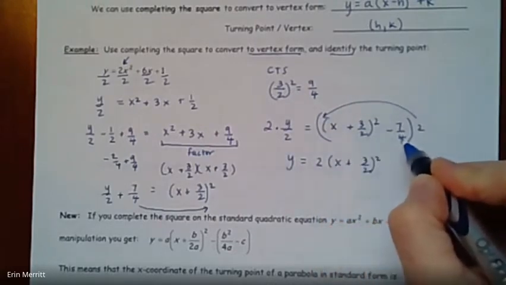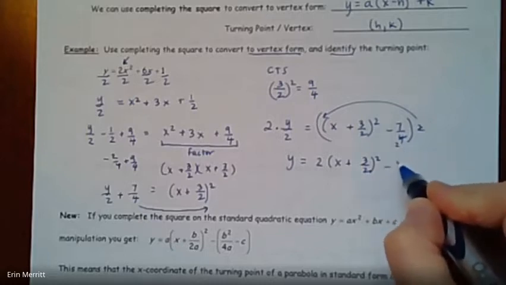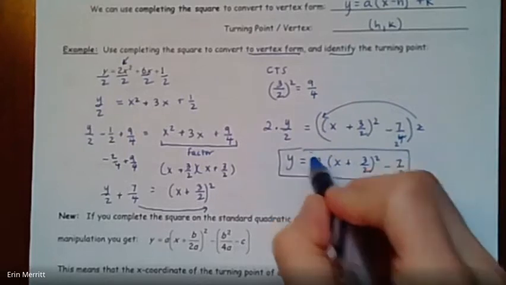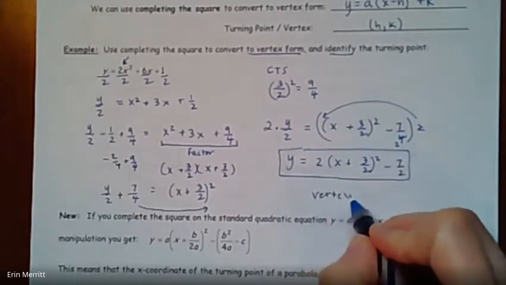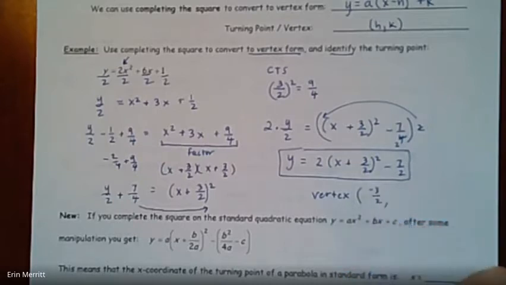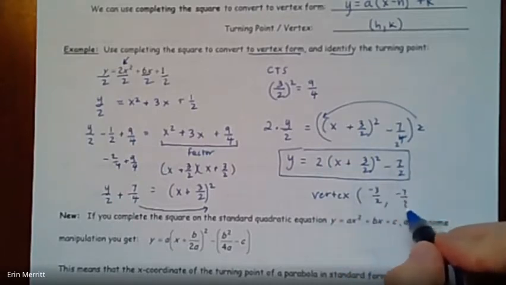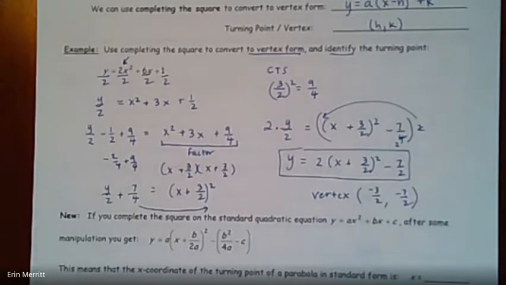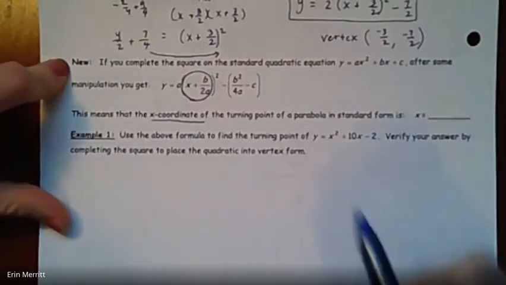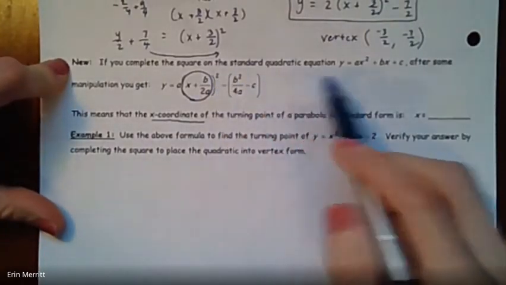And then this times 2, we can simplify. It'll become 7/2. So there's the equation in vertex form, making the vertex itself the opposite of the sign on the inside, so negative 3/2, and then the same as the outside, minus 7/2. Right, or negative 1.5, negative 3.5. Perfect.